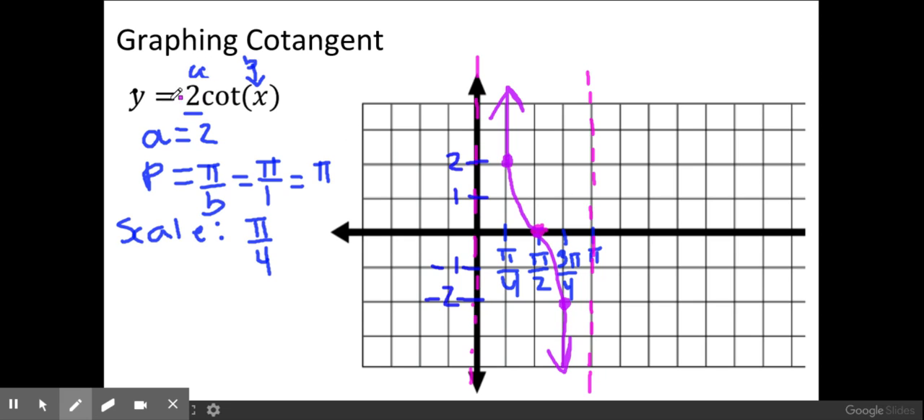Keep in mind, if this number in front is negative, it would flip and go the opposite way. So your point would be down on the left and up on the right, and it would go the opposite direction.